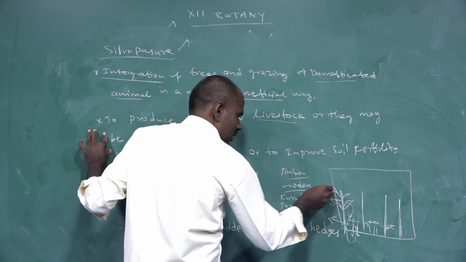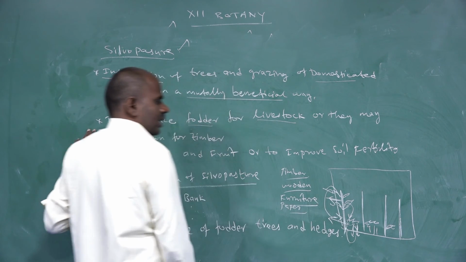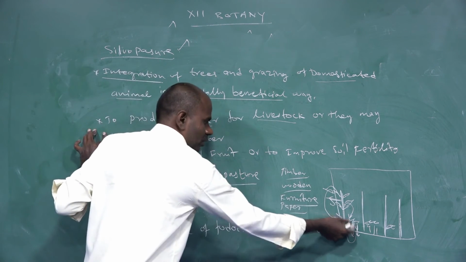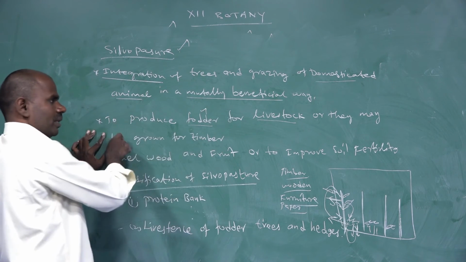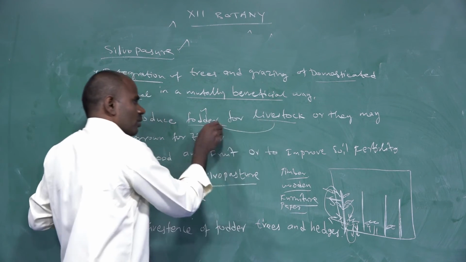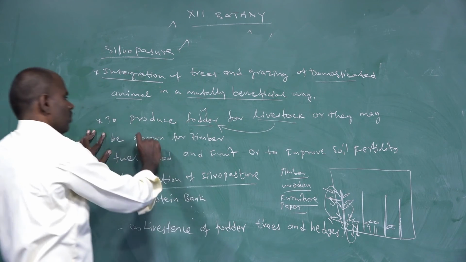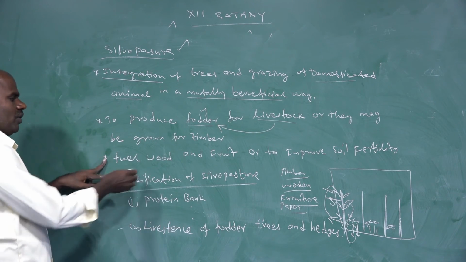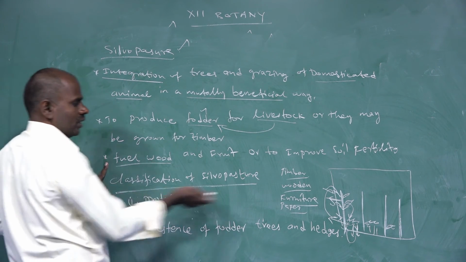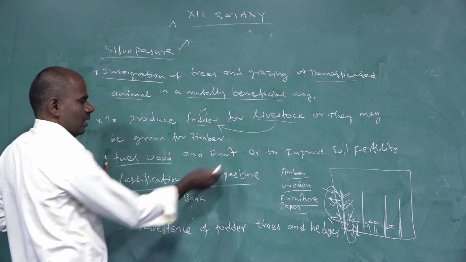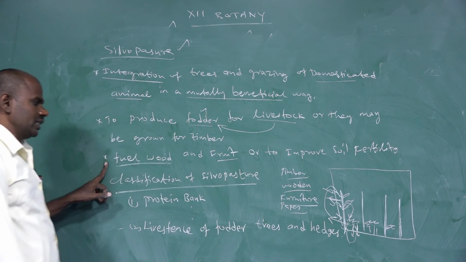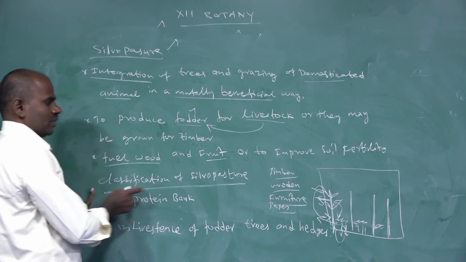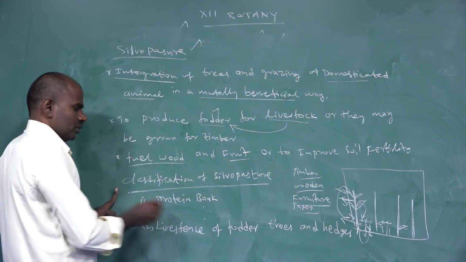These timber tree leaves are used as fodder. They are used for domesticated animals, to produce fodder from green plants, and livestock use it as fodder, for this way of growing timber trees. Fuel wood is used in forestry, and fruit is also used in forestry to improve soil fertility. There are classifications of silvopasture. There are two types of classification of silvopasture.